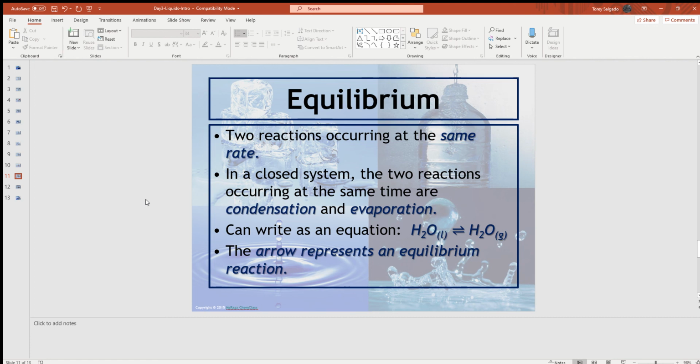And we can write this as an equation. We have H2O(L), so liquid water, and we have H2O(G), so gas water or water vapor. And we also have that double arrow in the middle going back and forth in either direction to represent equilibrium. Okay, so at the same rate, liquids are changing into gases and gases are changing back into liquids, and it's all contained within that closed system.